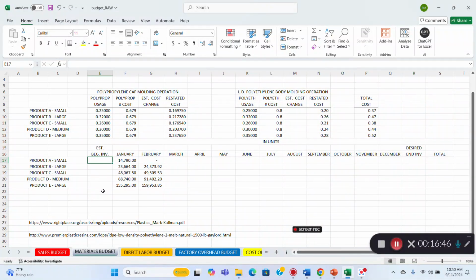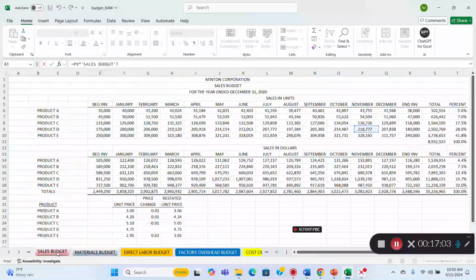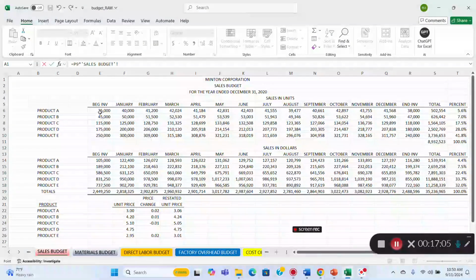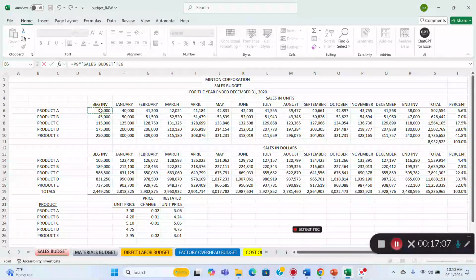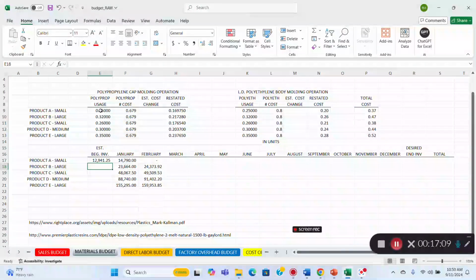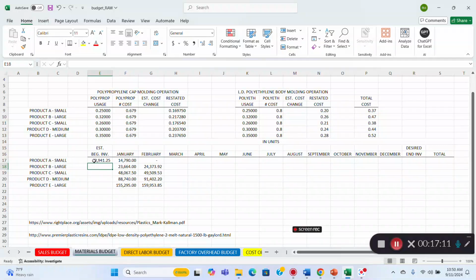All right. So I'm looking at cost over here. I'm not looking at the units. So if I'm going to get that number, what I would do is say it would be equal to this number here times, and then go back over to my sales budget, and I'm going to pick up this number from the beginning inventory. Boom. That is the estimated beginning inventory in materials for product A.